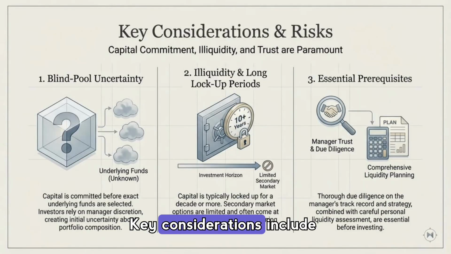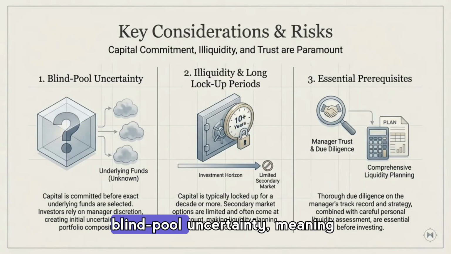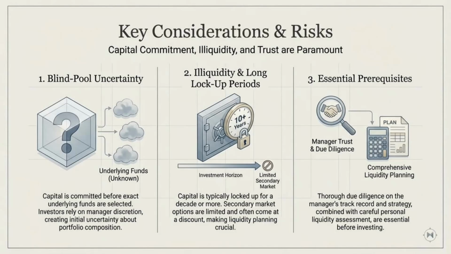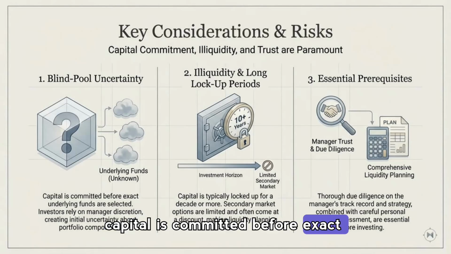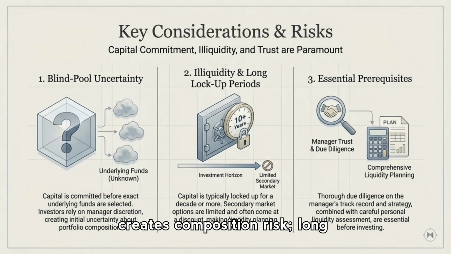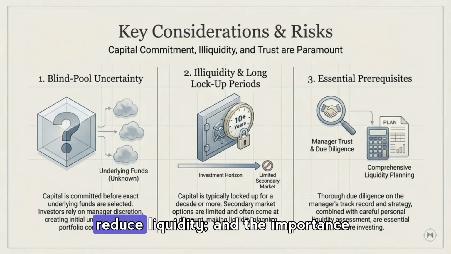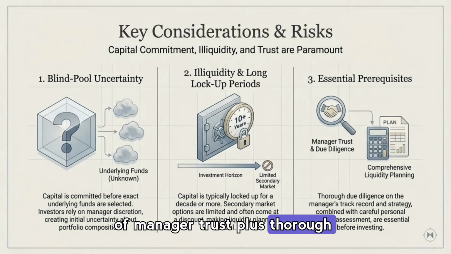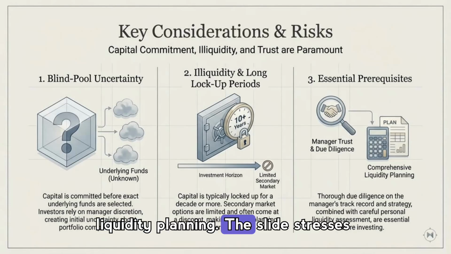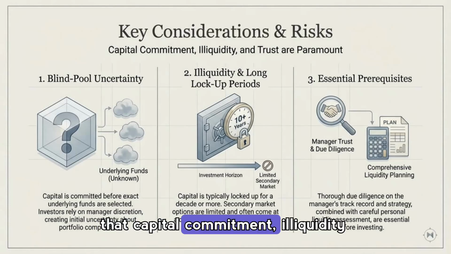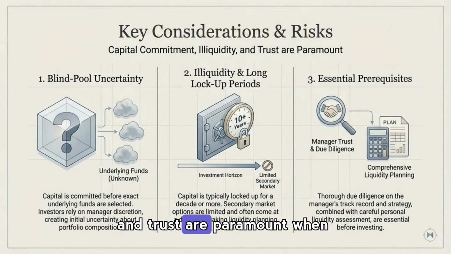Key considerations include blind pool uncertainty, meaning capital is committed before exact underlying funds are known, which creates composition risk, long lockup periods, and limited secondary market options that reduce liquidity, and the importance of manager trust plus thorough liquidity planning. The slide stresses that capital commitment, illiquidity, and trust are paramount when evaluating a FOF opportunity.